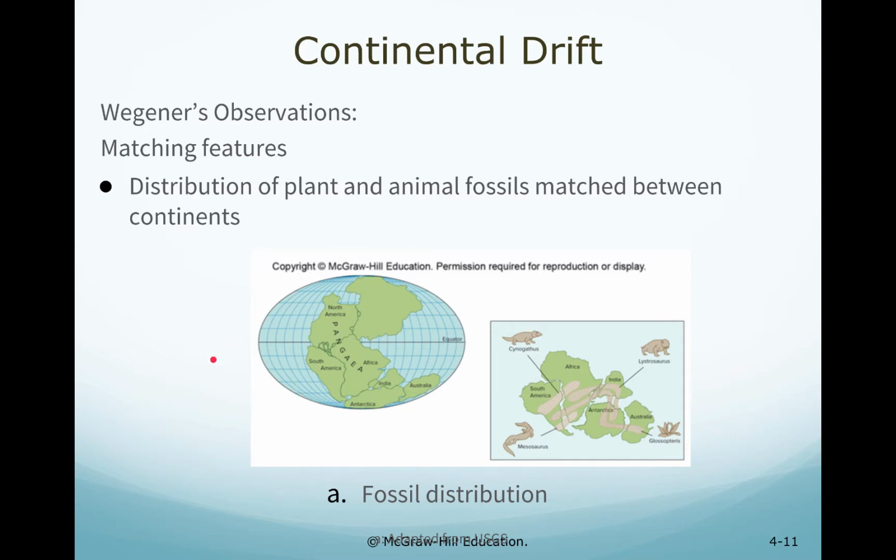Another observation that he made was the fossil distribution. See right here, you can tell that this brown area shows fossils in Africa when Pangaea was connected, before these two continents actually separated. The same types of animals lived here. Therefore, there would be fossils on both continents in sort of the same place.